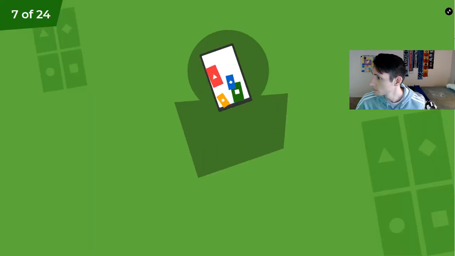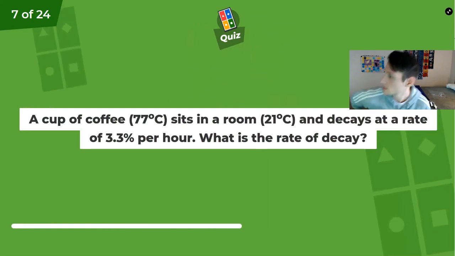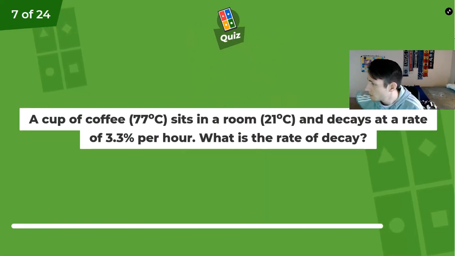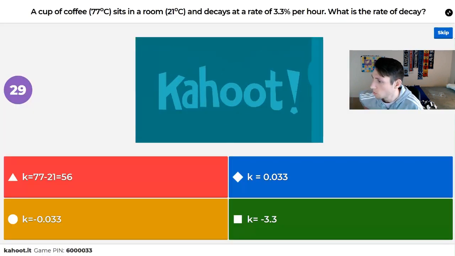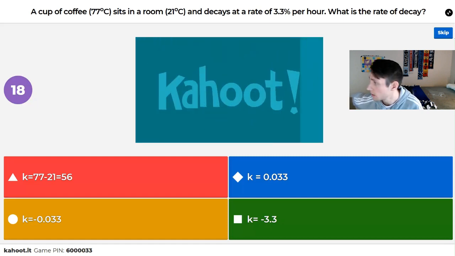Okay, let's go for it. A cup of coffee sits in a room and decays at a rate of 3.3% per hour. What is the rate of decay? Right, so I'm just, what is the value of K? If I were making that equation, what would the value of K be?